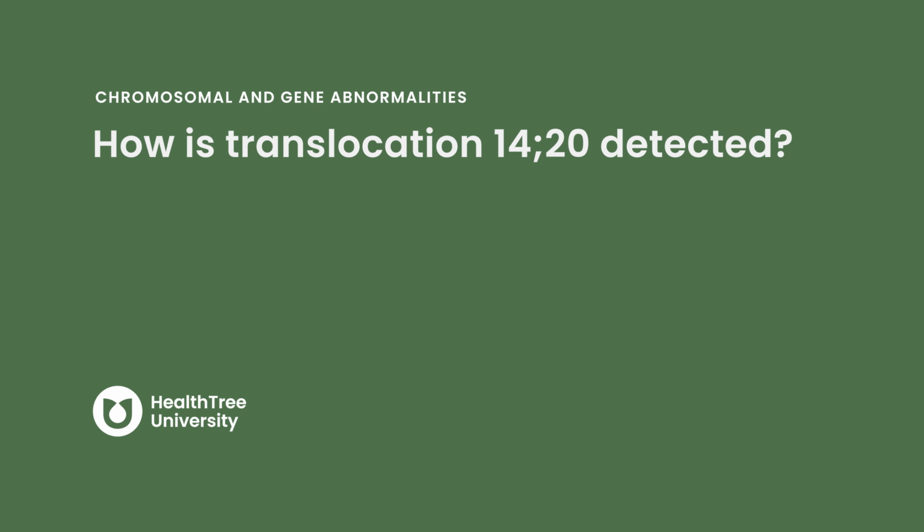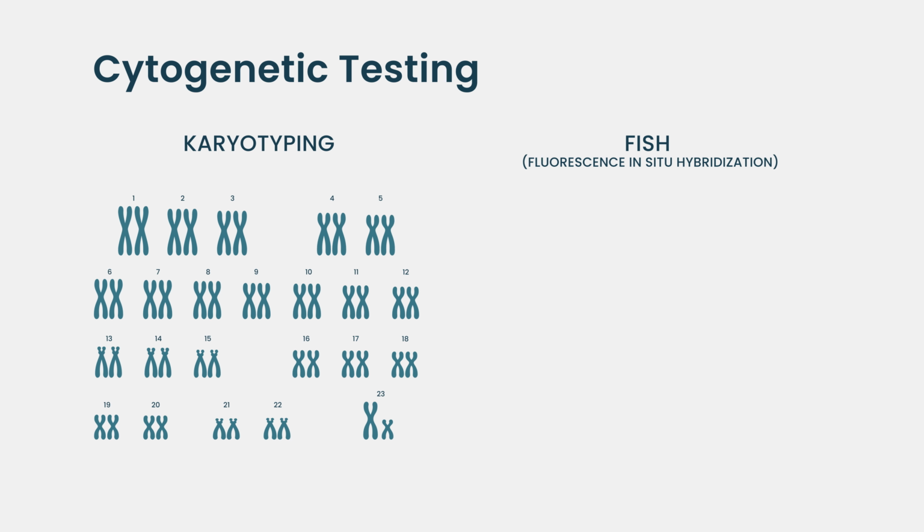How is translocation 1420 detected? Whenever we check a patient's bone marrow, and we do that often at the time of initial diagnosis, it's kind of mandatory, we check a bone marrow biopsy, and we send these cells for what is called cytogenetic testing. Cytogenetics can either be karyotyping or a test called FISH. Karyotyping just arranges the chromosomes in the order I mentioned, chromosome 1 to 22, and then X and Y chromosomes, and we just look at it and see if there are any major abnormalities.